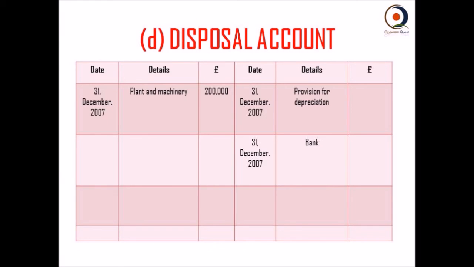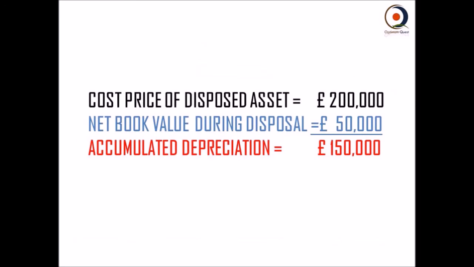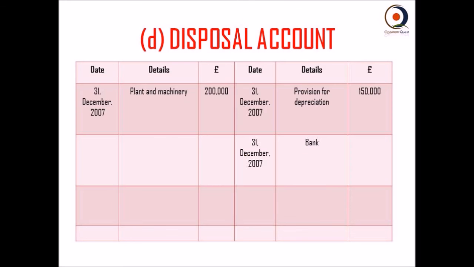So now when we are done recording the cost price of the plant and machinery we have disposed, the next thing we need to find out is the accumulated depreciation or the total depreciation of the disposed plant and machinery, which is the exact value that we have calculated while calculating the value of disposal in the provision for depreciation account. While we purchased the asset, the cost price was 200,000. While we were selling it, its value was 50,000. So throughout its entire life, it had an accumulated depreciation of 150,000, and this is the value that we will be recording on the credit side of the disposal account as provision for depreciation.